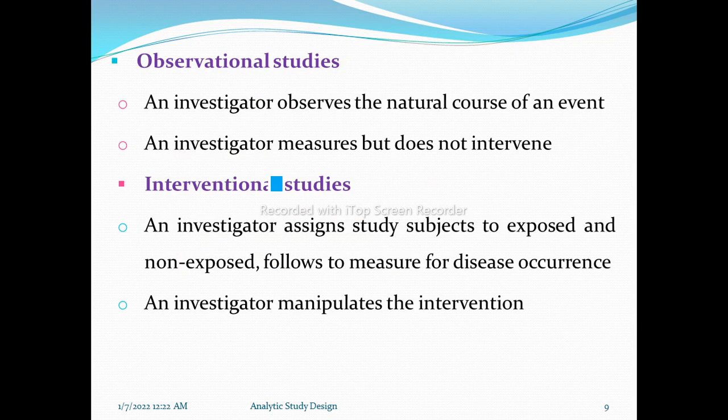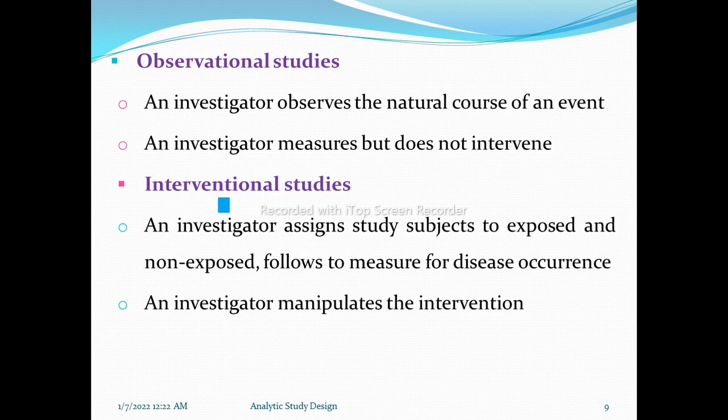In observational studies, an investigator observes the natural course of an event, simply observes what happens in nature. So an investigator measures but does not intervene. That means an investigator has the ability to measure what is happening, but does not intervene in the exposure or in measurements.